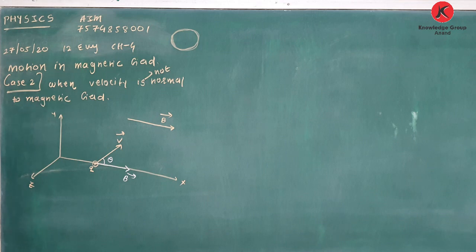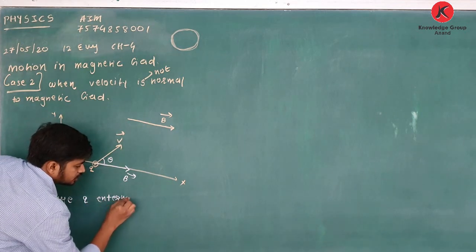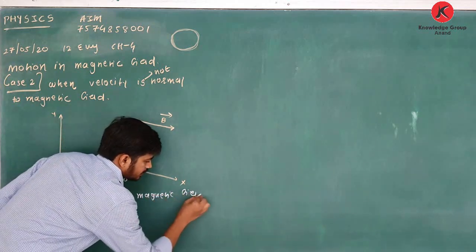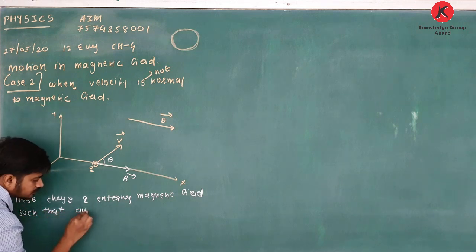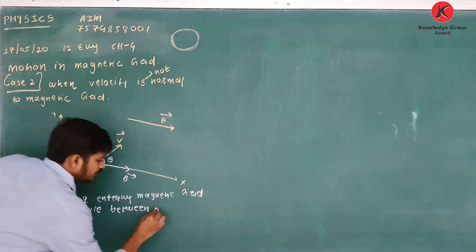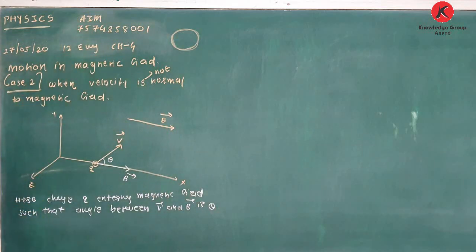So here, let charge q enter the magnetic field such that the angle between v and B is theta, meaning not normal. Then in such cases, what do we have to do?